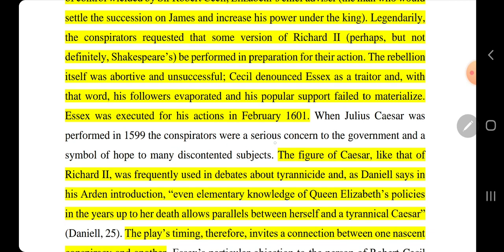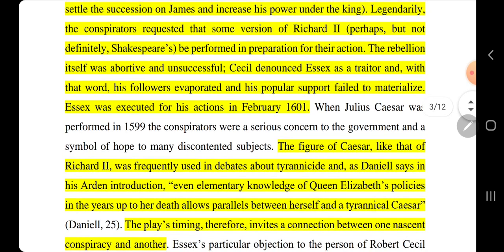There was a serious concern to the government and a symbol of hope to many discontented subjects. So when the audience at that time watched Julius Caesar and how people rebel against Julius Caesar, that spread a hope for many of them who hated Queen Elizabeth.